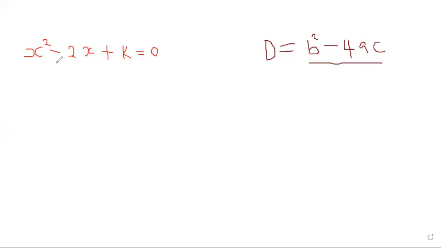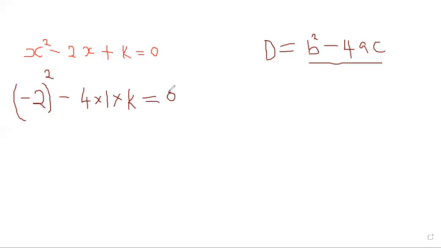So what is my b here? As you can see, my b is -2. So I put that here, -2. Remember, it is b squared, so I'm going to square this. Minus 4. What's my a there? My a is 1. So 4 multiply 1. What's my c? My c is k, the constant. So k. Because they have equal roots, this is equals to 0.